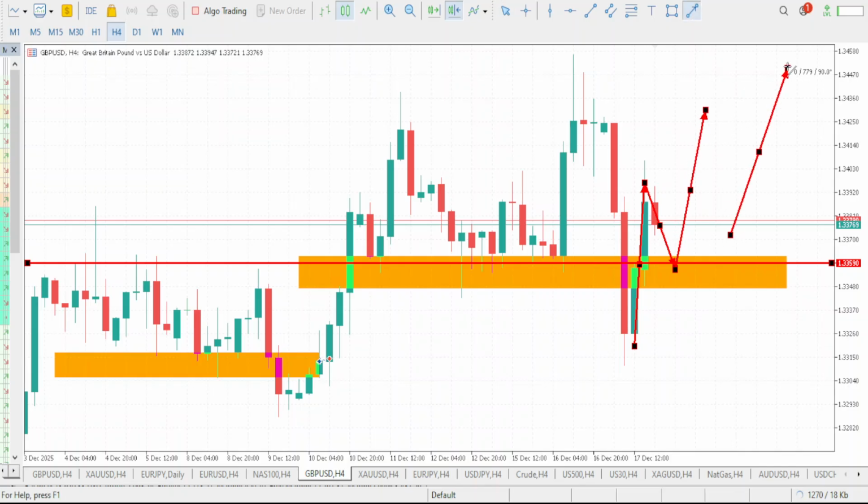So above all, what we are looking at on GBP USD would be a bullish move. Now, if there will be any changes to this movement, I'll make sure I let you guys know.